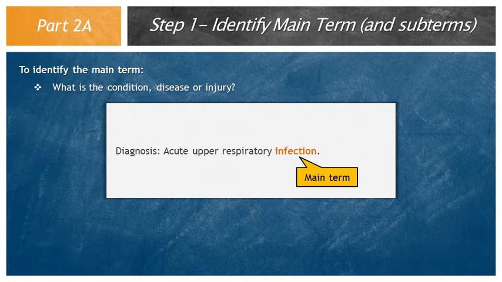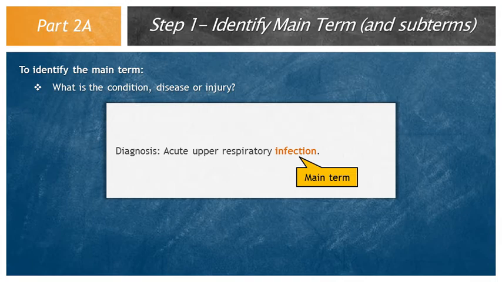Step 1 of the coding process is to identify the main term. In order to identify the main term, look at the diagnosis and ask yourself, what is the disease, disorder, condition, or injury? In this example, the main term for the diagnosis is infection.